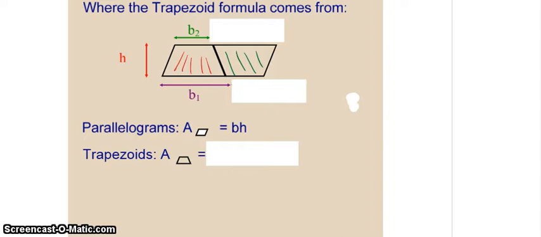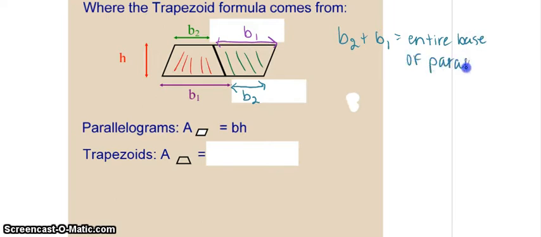Therefore, if the first base 1 is on the bottom of the first trapezoid, then base 1 would be the length of the top of our second trapezoid here. And if base 2 is the top of our first trapezoid, then it becomes what in the second one? The bottom, right? So here's base 2. So base 2 plus base 1 gives you the entire base of your parallelogram, whether you're looking at the top or the bottom base.